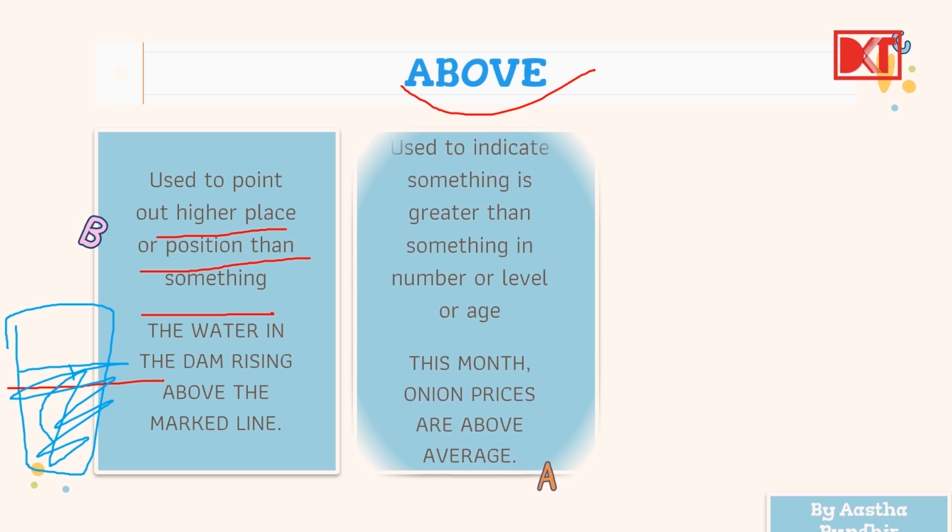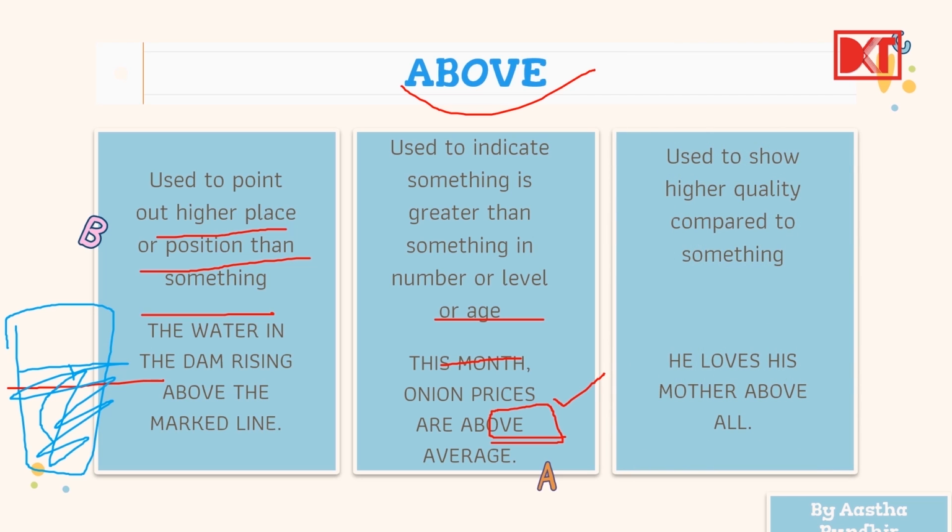Next could be used to indicate something is greater than something in number or level or age. मतलब अगर कोई level में, age में, number में बड़ा है, जैसे this month the onion prices are above average. जो prices होते हैं onion के average prices उससे ज़्यादा हैं इस month के onion prices. Alright, so they are more than that.